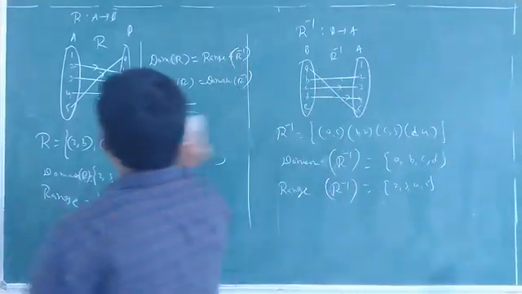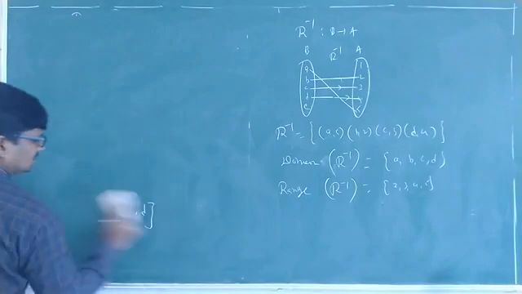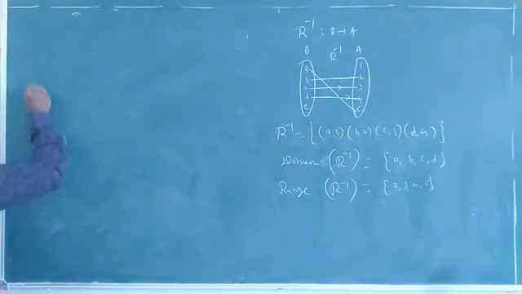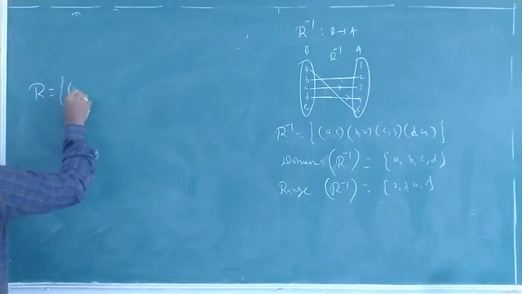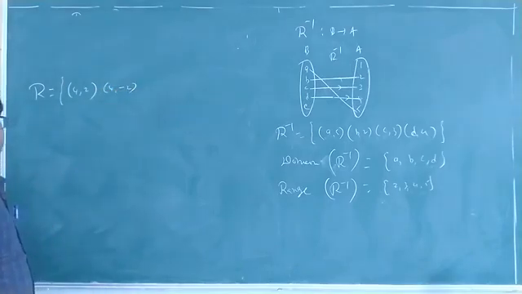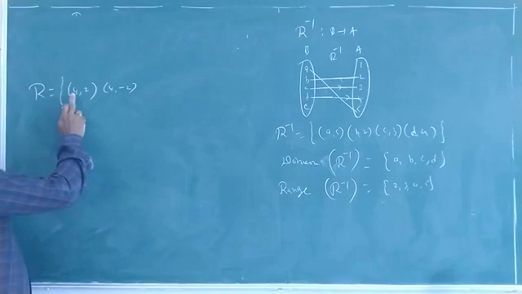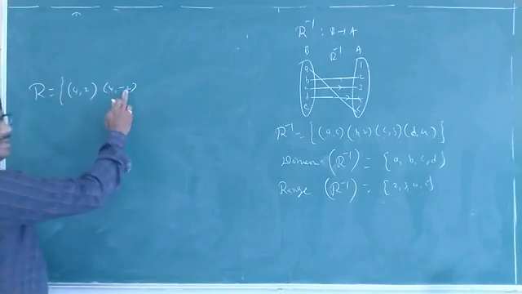Just to see, I will give one more simple example. R: 4 comma 2, 4 comma minus 2. So what is the meaning of this? The first element is the square of the second element, right?